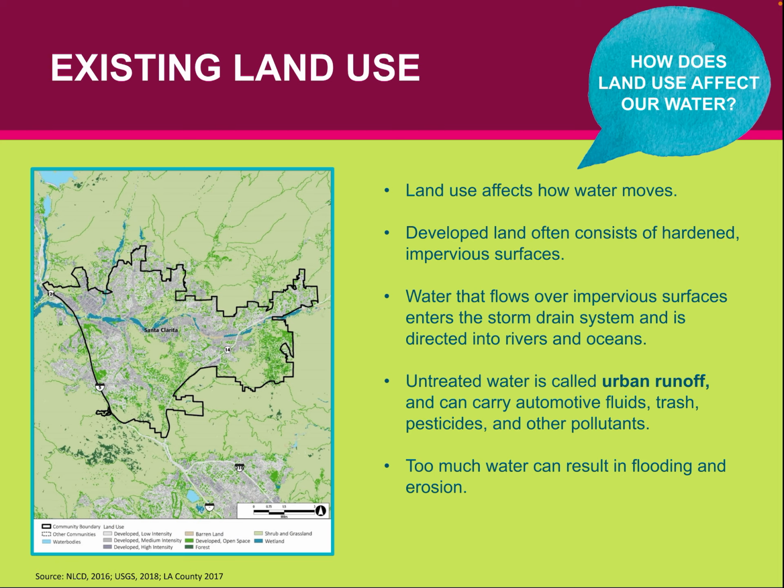This is a map that displays the existing land use, and land use affects how water moves. Developed land often consists of hardened and impervious surfaces such as concrete and asphalt. Water that flows over impervious surfaces enters the storm drain system and is directed into rivers and oceans.